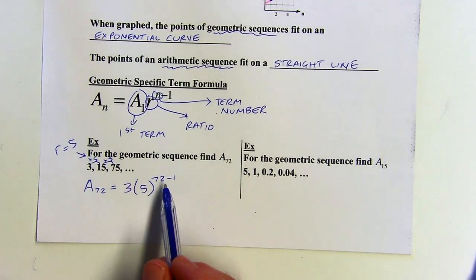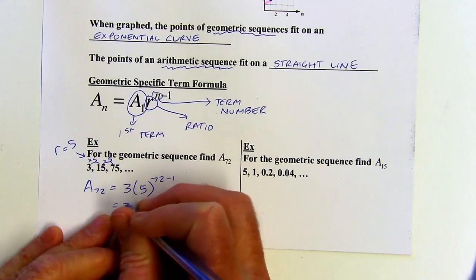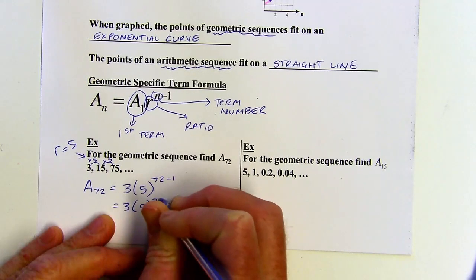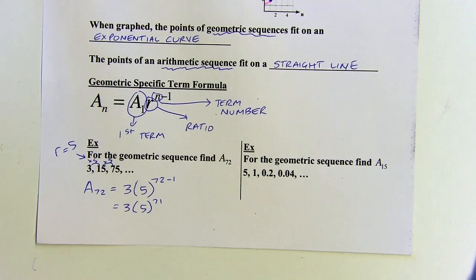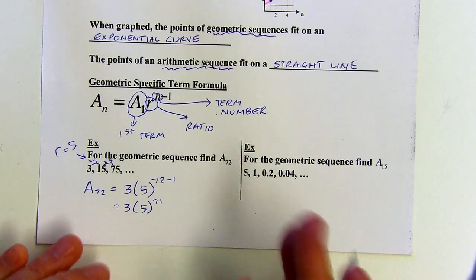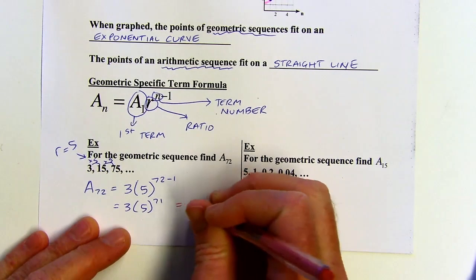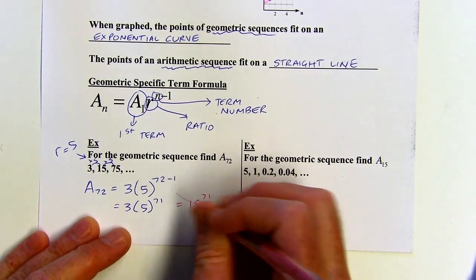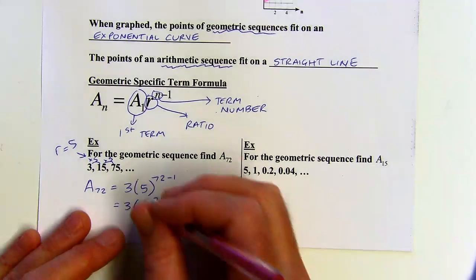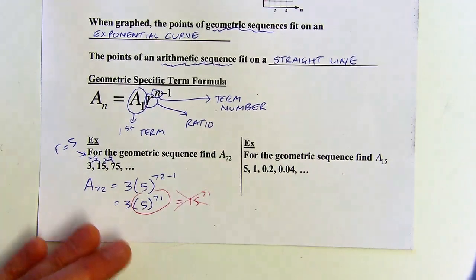So first thing I'm going to do is simplify the exponent. This is going to be 3 times 5 to the 71st. All right, and now it's a really easy mistake to make. I'll see a lot of people say, oh, this is 15 to the 71st, but it's not. It's not 15 to the 71st. We've got to follow PEMDAS, which means we're doing the exponent next.